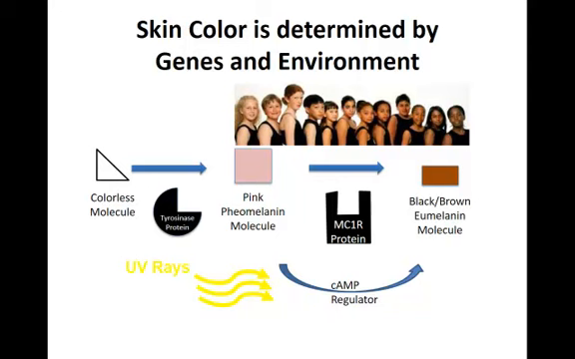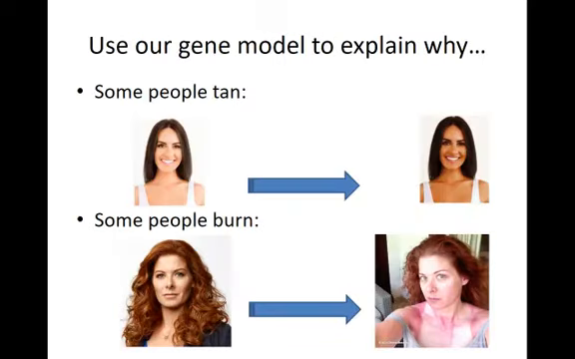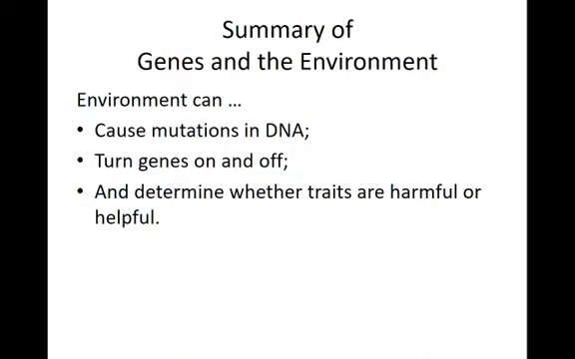So using this simplified gene model, we'd like you to try to explain why some people tan and some people burn in the presence of sunlight. Keeping in mind that the environment can cause mutations in DNA, it can turn genes on and off, and it can determine whether traits are harmful or helpful.